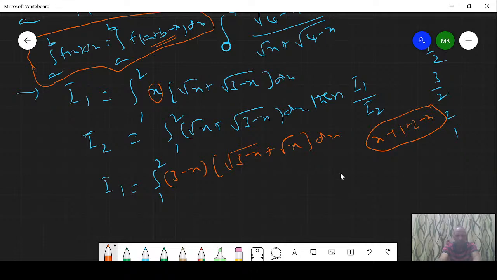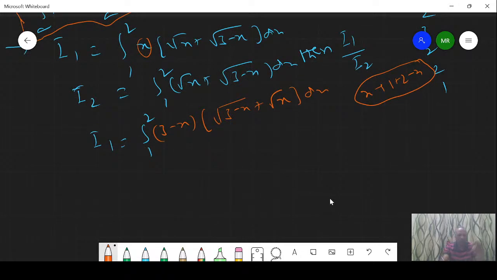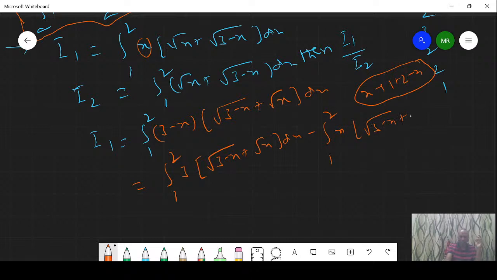Now I can expand this. This will be easy now. I can write the integral from 1 to 2 of 3 into root of 3 minus x plus root x, minus the integral from 1 to 2 of x into root of 3 minus x plus root x, dx.